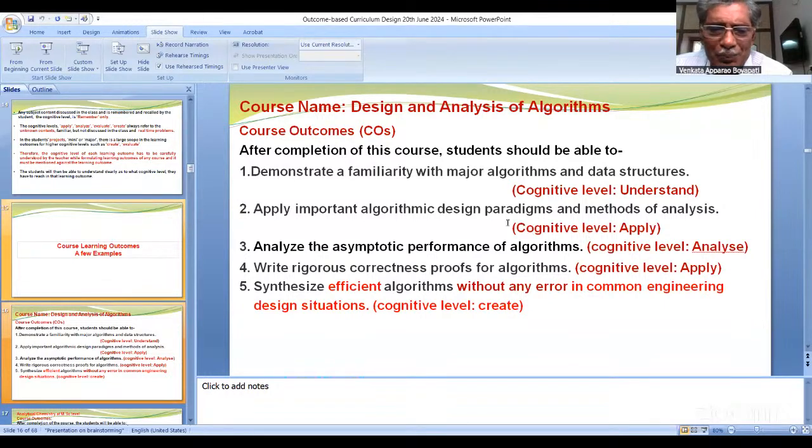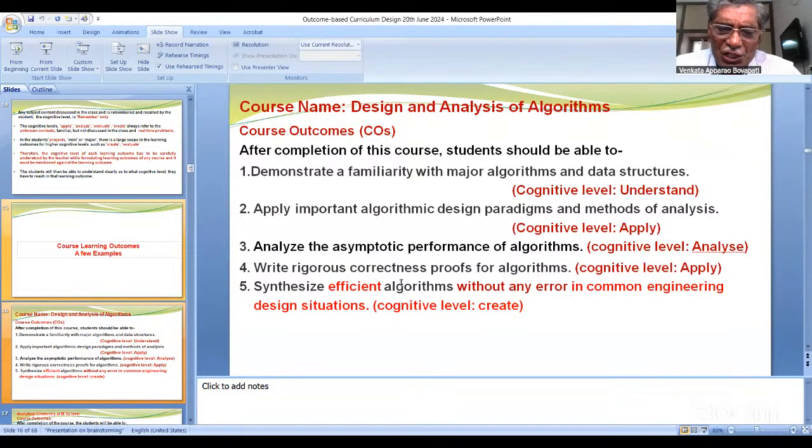What is the cognitive level? Apply level. Then third one, analyze the asymptotic performance of algorithms. Cognitive level, analyze level. Here also performance part. Right, action verb. Rigorous correctness proofs for algorithms. Cognitive level, apply level. Then you look at the 5th course outcome.